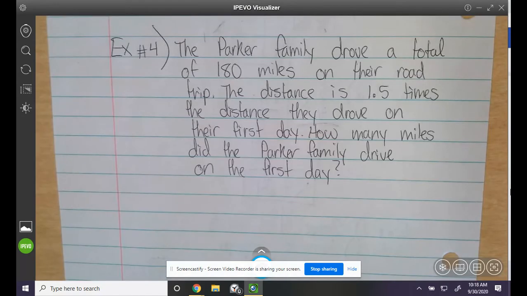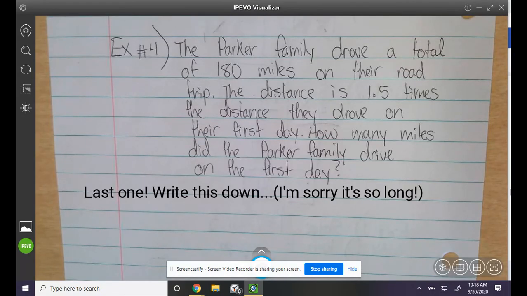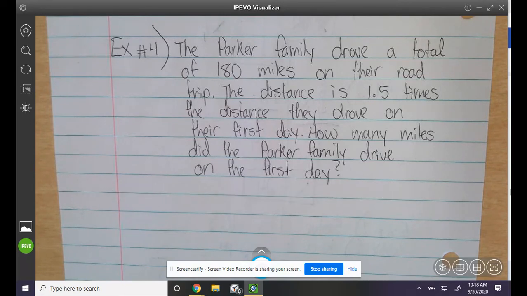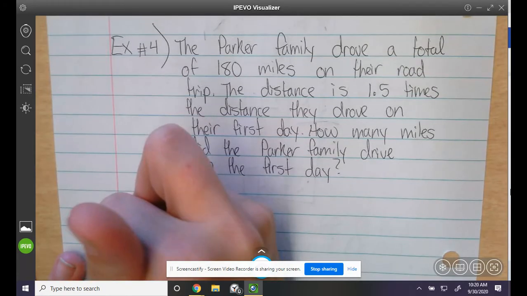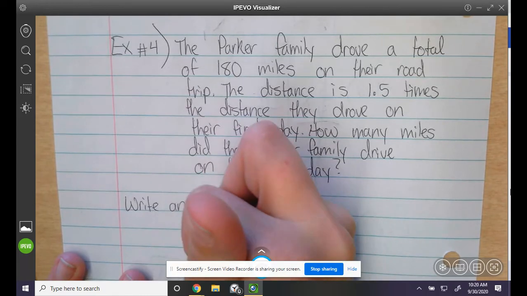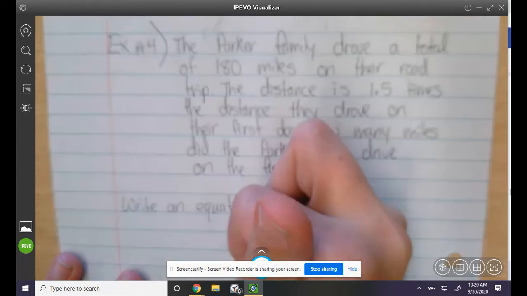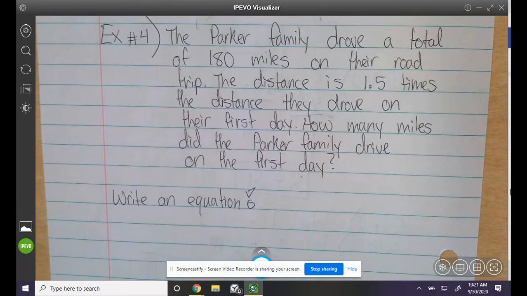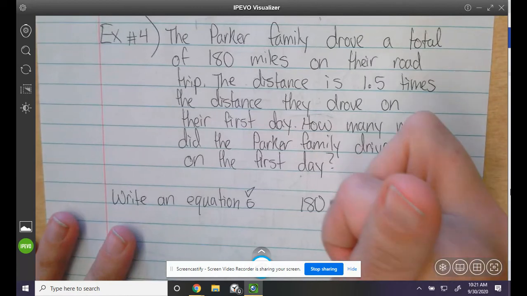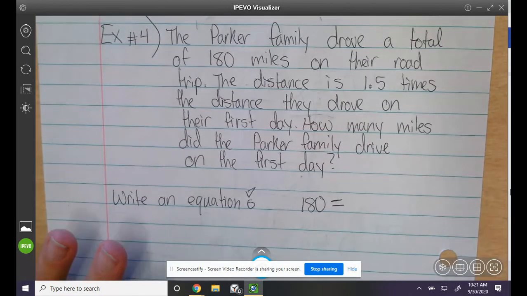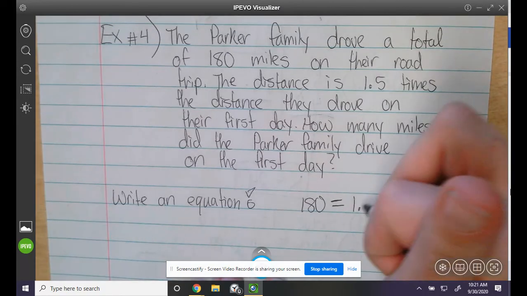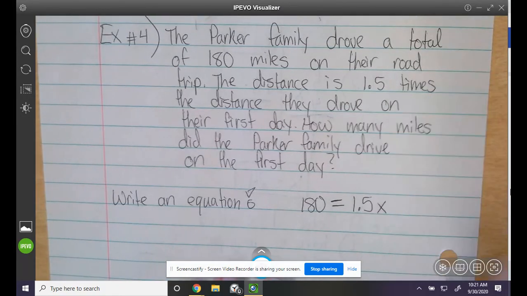It's super short, but that was the shortest one that I could find. It says times, so we're multiplying. You have to write an equation. What's my equation going to be equal to? 180. So I'm going to write 180 equals, what number is going to come next? 1.5. And then x.